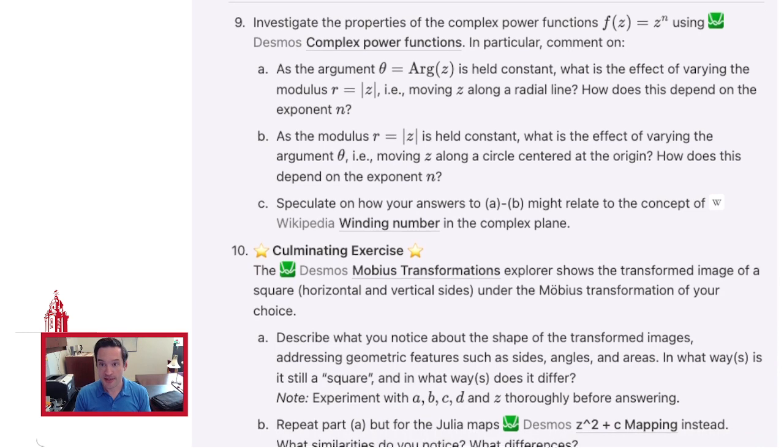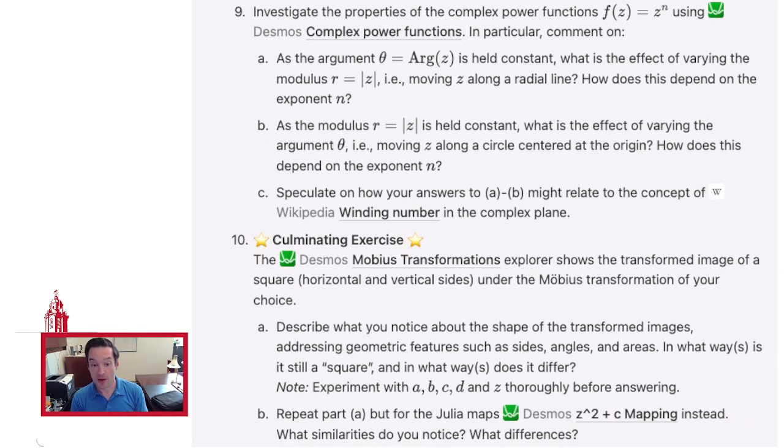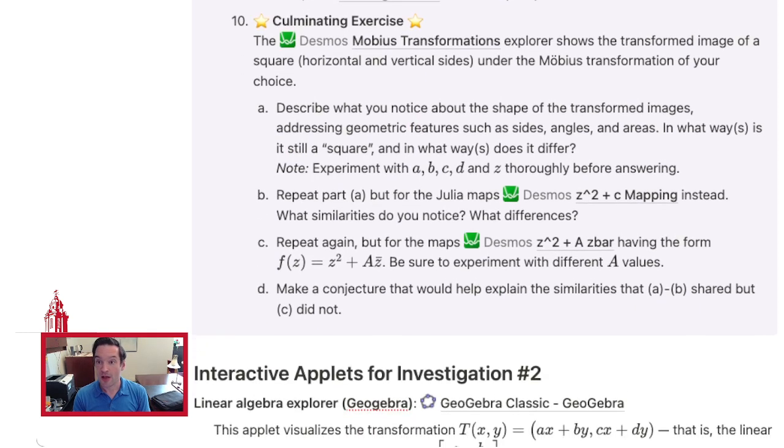And then our culminating set of exercises for this week are an investigation of the various power functions. So we've looked at the squaring function a couple of times. What happens if I vary the exponent? So look at z to the third power, z to the sixth power, z to the 1/2 power. What might that look like? What does that look like transformationally? And then in the culminating exercise, you look at Möbius transformations again, but then also Julia maps, and also another family of maps that includes a complex conjugate in it, and try and figure out what these transformations have in common.